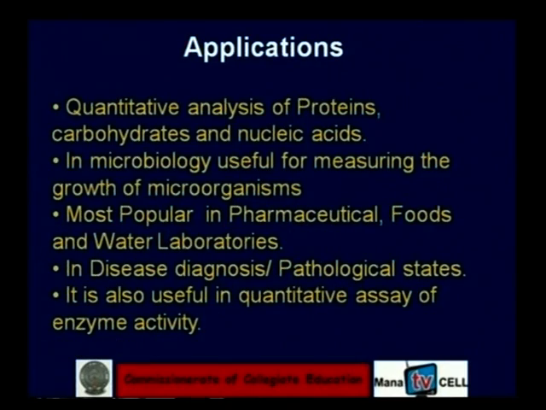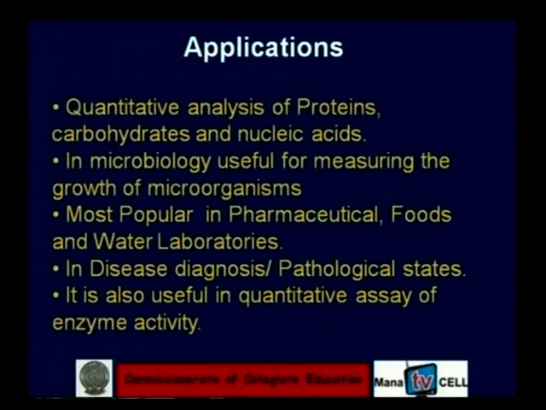Dear friends, you may have a doubt or a question. Up to now we have studied the principles on which this spectroscopy works. Then what is it useful for and how can we use it in our daily life?